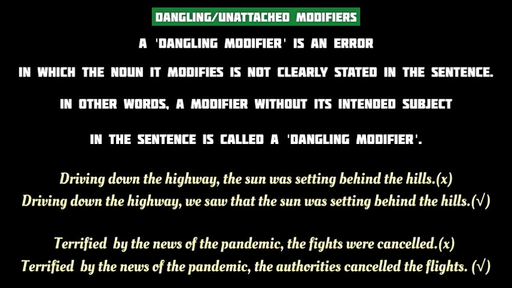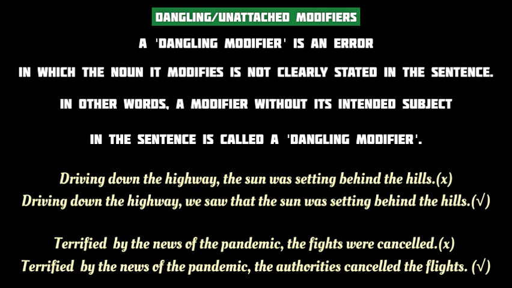The participle phrase "driving down the highway" is the modifier here. But which noun is it modifying or referring to? Does this sentence mean the sun was driving down the highway? Obviously not. But then it's not clearly mentioned who was driving down the highway. And as there is no subject of reference for this modifier, it's a dangling modifier in this sentence. Now we can correct this sentence by providing an appropriate noun or pronoun for this modifier. Driving down the highway, we saw that the sun was setting behind the hills.